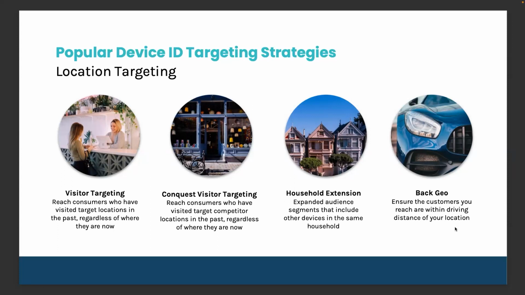There's conquest visitor targeting. So reach consumers who have visited target competitor locations in the past, regardless of where they are now. So if I am a car dealership and I want to reach people that have been shopping at the car dealership across the street or across town, that's another competing Chevy dealership, we can target those locations and reach people that have visited those locations.